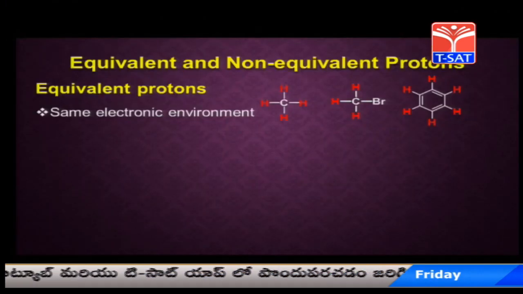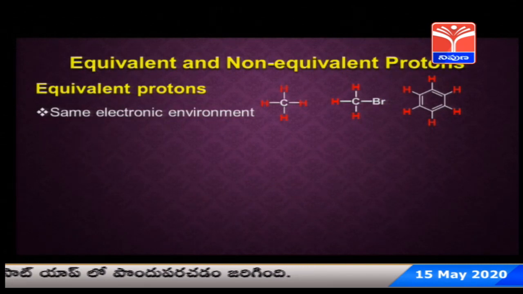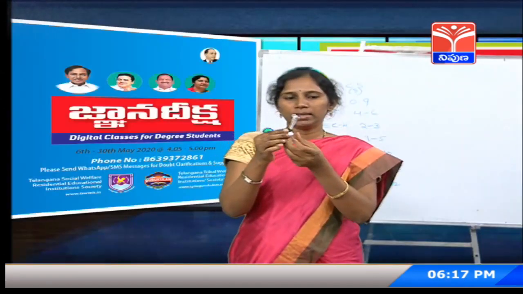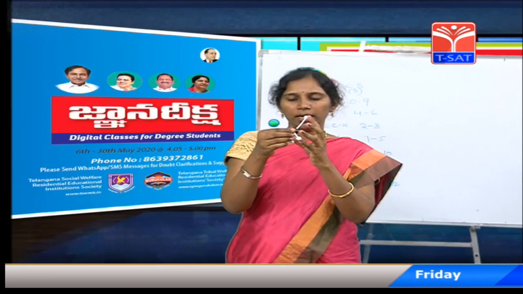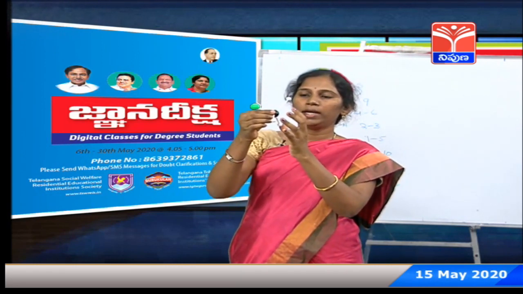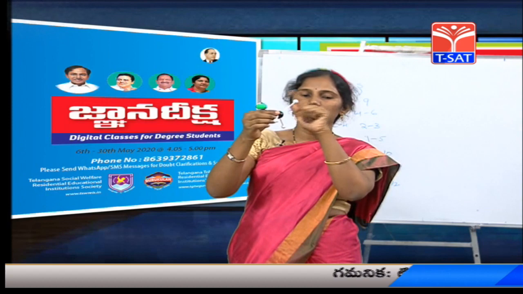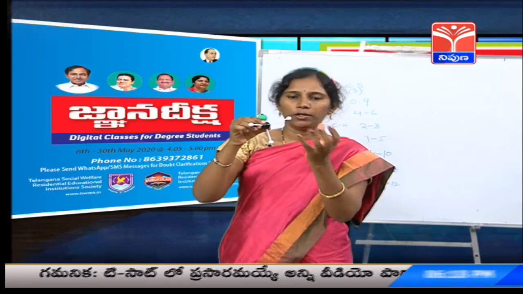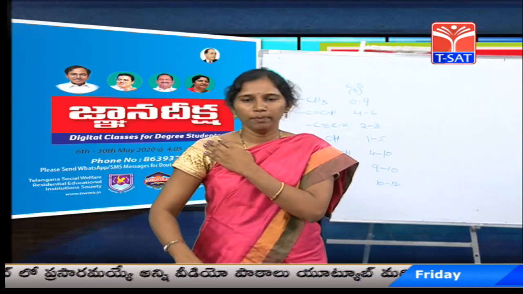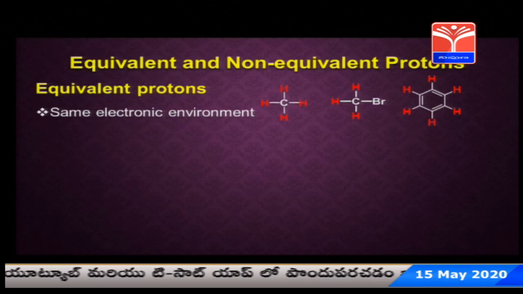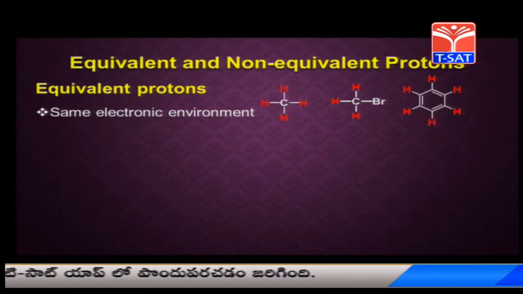See the second molecule, methane where one of the hydrogens is replaced by bromine. Here the carbon is attached to 3 hydrogens and 1 bromine, and here also these 3 are oriented at the same distance from this green colored atom, which is bromine, and these are also said to be chemically equivalent protons. And if you look at the structure benzene, the 6 protons are chemically equivalent.